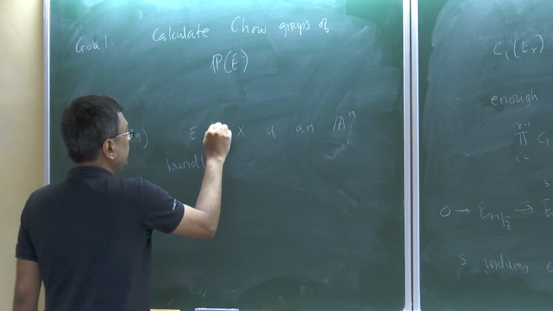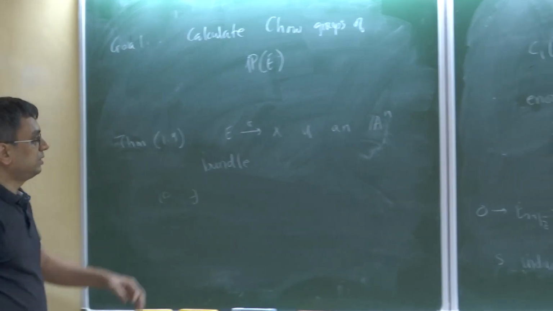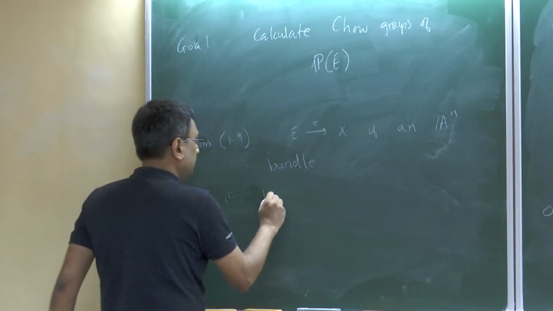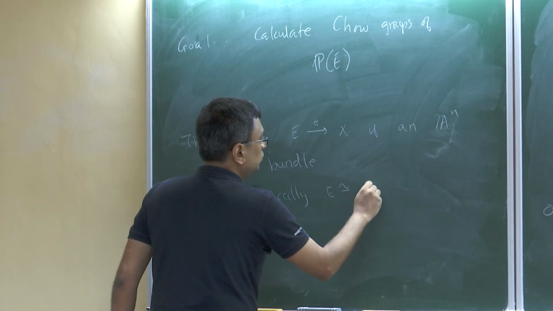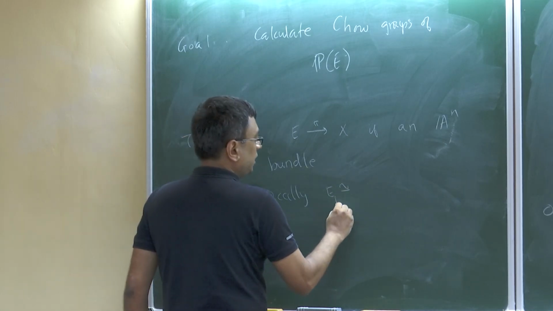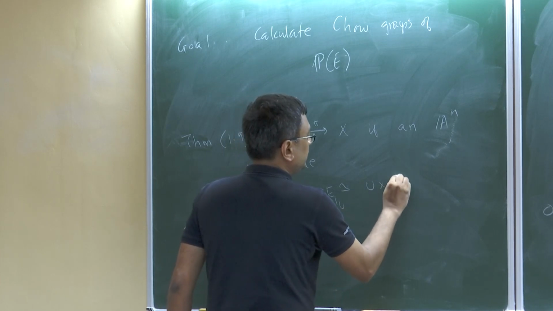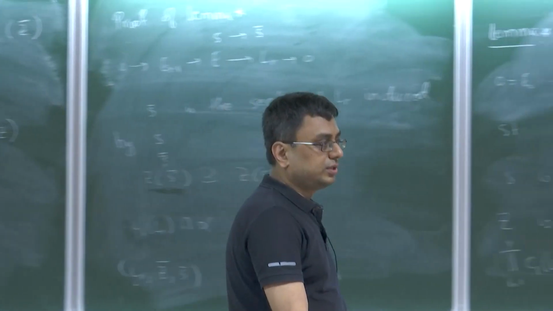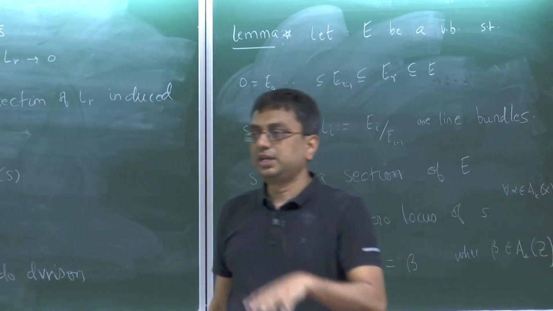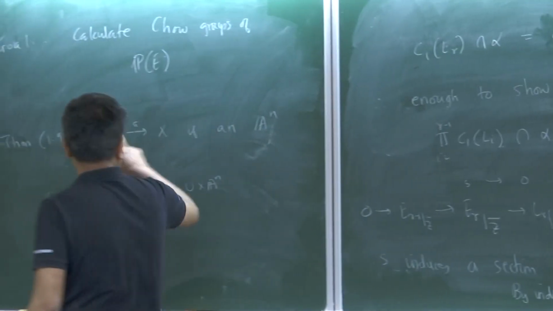What does this mean? It means that there exists an open set such that locally E restricted to U is isomorphic to U cross AN, affine space. I am not interested in vector space structure right now. So there is an open cover over which E is the base cross the affine space. So this is an AN bundle.